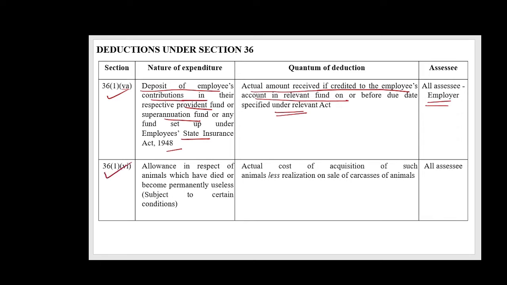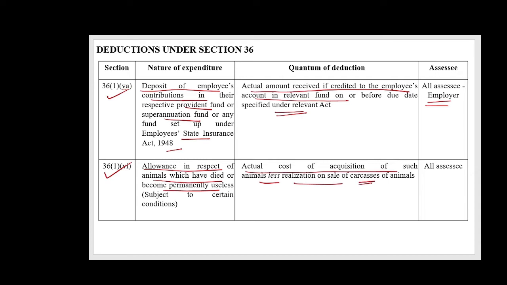Then section 36, subsection 1, clause (vi) speaks about allowance in respect of animals which have died or become permanently useless. Now, the quantum of deduction is actual cost of acquisition of such animals. You have to deduct the realization on sale of carcasses of animals. So, in case the dead body of the animal is sold and some amount is realized out of it, then that amount has to be deducted.